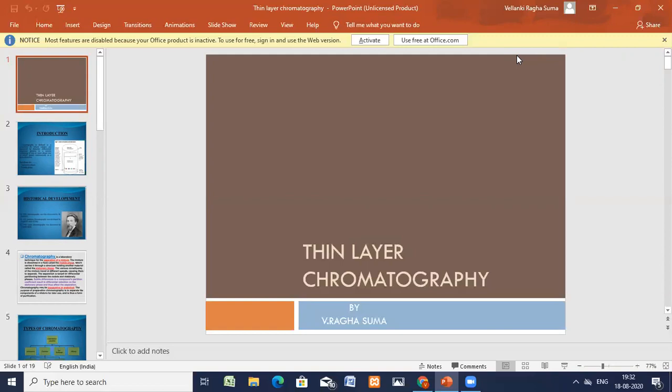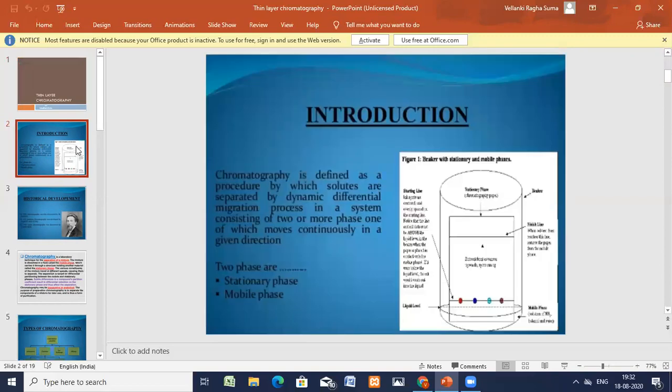So today we'll see about thin layer chromatography. As I've told you, chromatography is defined as the procedure by which solutes are separated by a dynamic differential migration process in a system consisting of two or more phases, one of which moves continuously in a given direction. The two phases are the stationary phase and the mobile phase. See here, a chamber, and here you can take a paper or a plate. In this chamber, these are the solutions that we have. They get separated out later on.